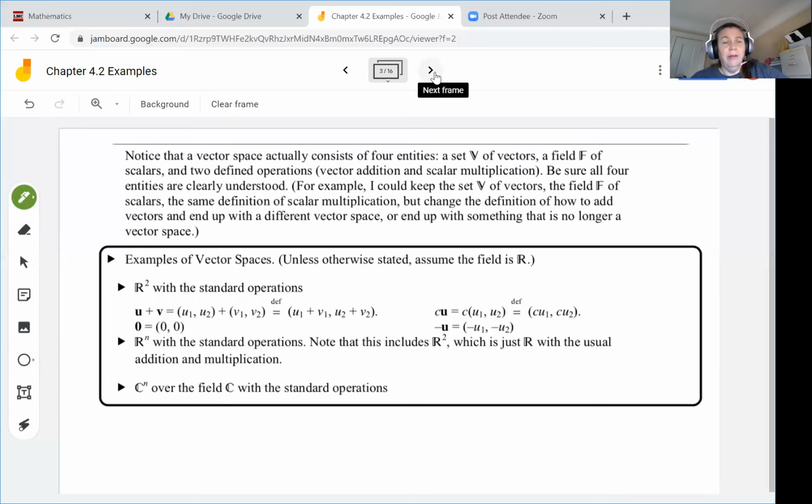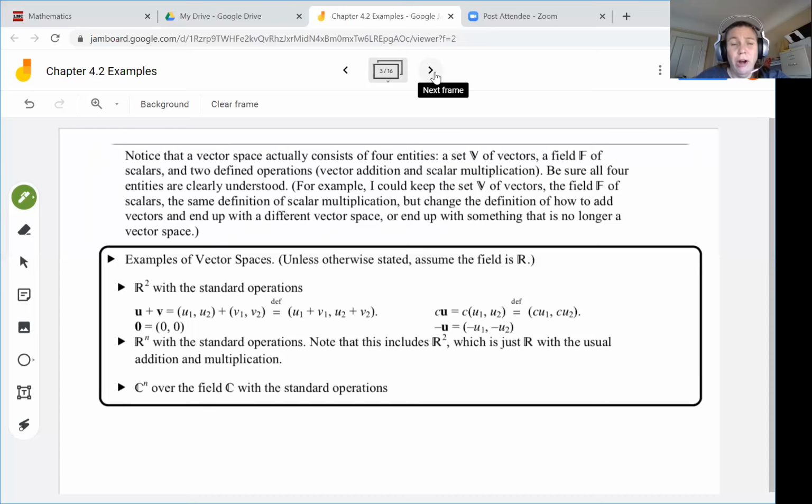So think of the plane R2 with the standard operations. We know u plus v equals the component-wise addition. We know a scalar multiplied by u is a scalar multiplied by each component. We know the zero vector is the origin (0, 0). And we know negative u is negative on each component. So that's a vector space.